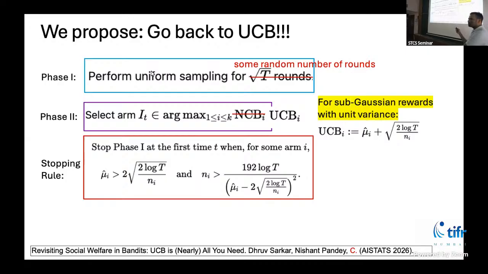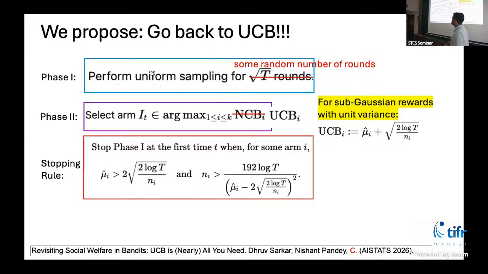We do not know mu i. This is the most pessimistic estimate of mu i we have with high probability using Hoeffding. Hoeffding tells us mu i lies within this band with high probability, and this is the lower bound, the most pessimistic estimate we can have at any round. So we'll stop only when the number of plays for a particular arm i exceeds this threshold, which is log t divided by the square of its most pessimistic estimate.